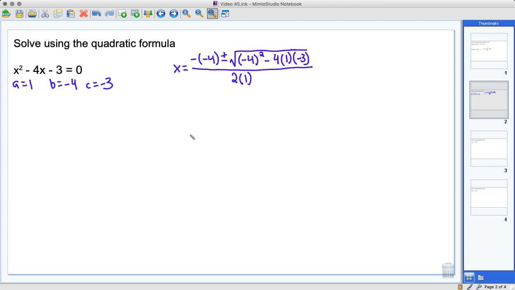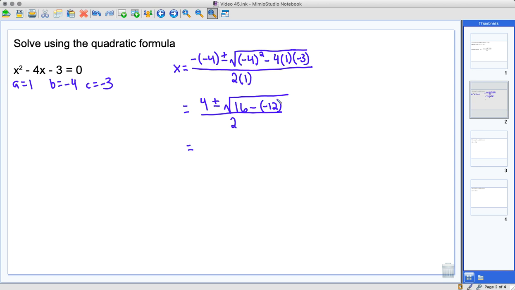So then I'm going to simplify this piece by piece. Negative 4 becomes positive 4. Two negatives make a positive. Plus or minus the square root of negative 4 squared, which in your calculator is positive 16, minus 4 times 1 times negative 3, which is negative 12. And then all over 2 times 1, which is 2.